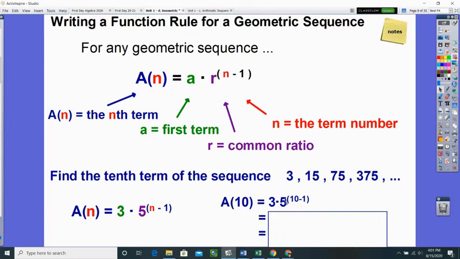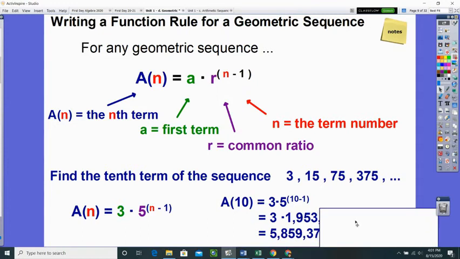Now with our order of operations, we're going to do the parentheses, and that 10 minus 1 would be 9, so 5 to the 9th. So 3 times, and if you do 5 to the 9th, it's 1,953,125. And 3 times that, you should have gotten 5,859,375. Holy cow, that's a big number.